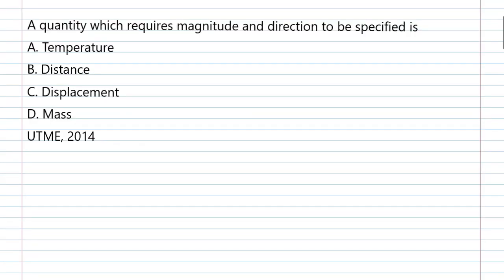A quantity which requires magnitude and direction to be specified is... Now, you need to know that this question is giving you the definition of a vector, because it says a quantity that requires magnitude and direction. So your answer has to be a vector. Let's see from the options which of the quantities is a vector.